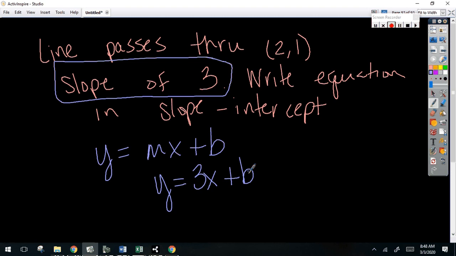Well, here's the problem. The problem is, remember, the y-intercept is where x equals 0, right? I don't have a graph right now. I could graph that and I could do the slope, but I really don't want to have to do all that. Can anybody think of a way that I could find out what b is without graphing?